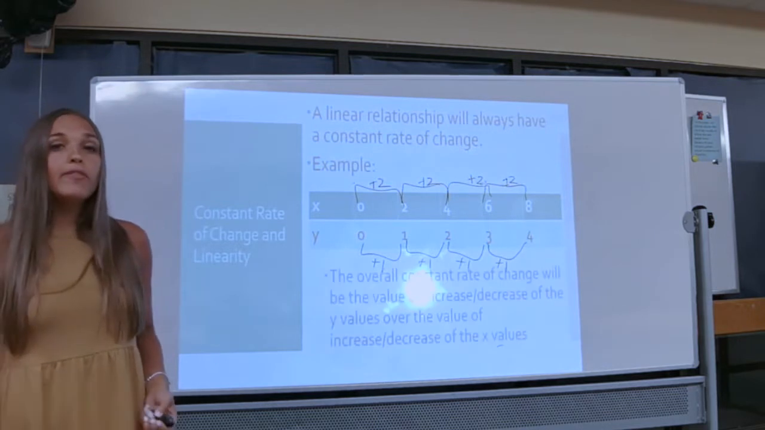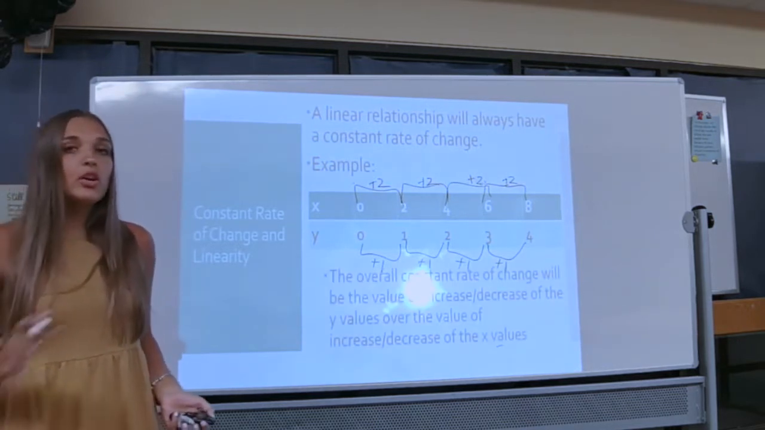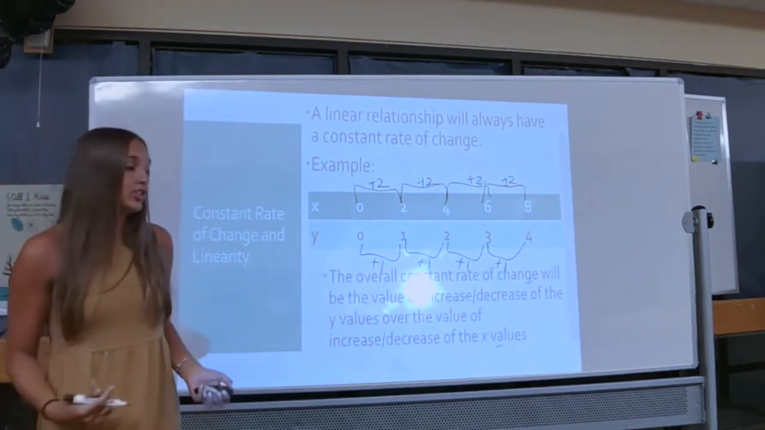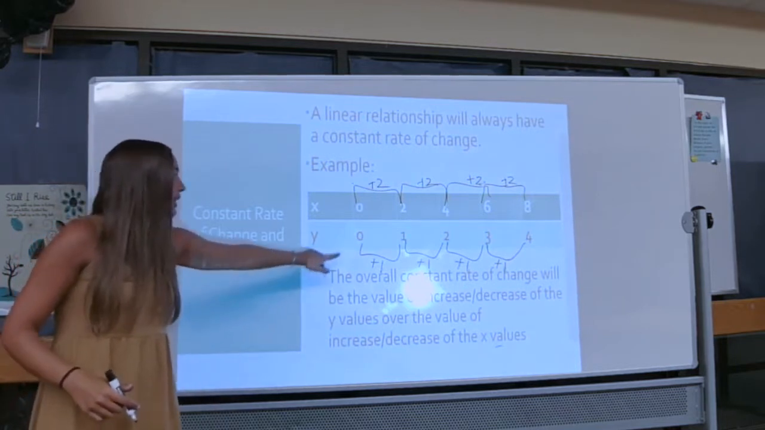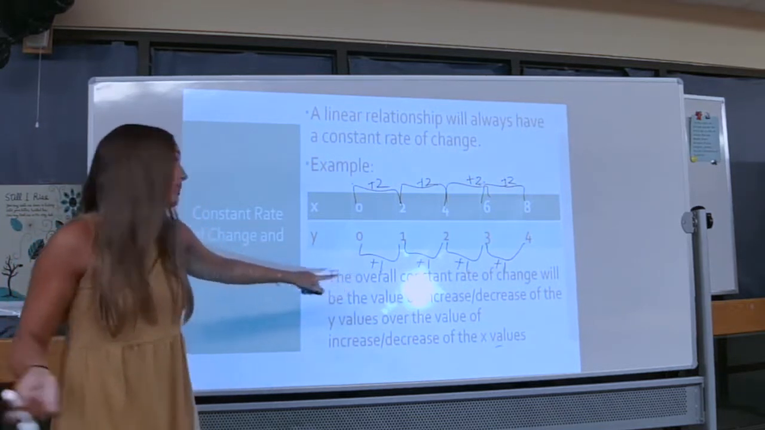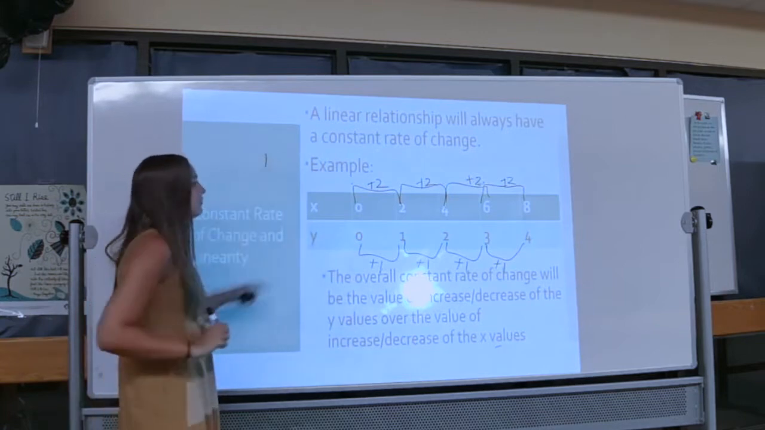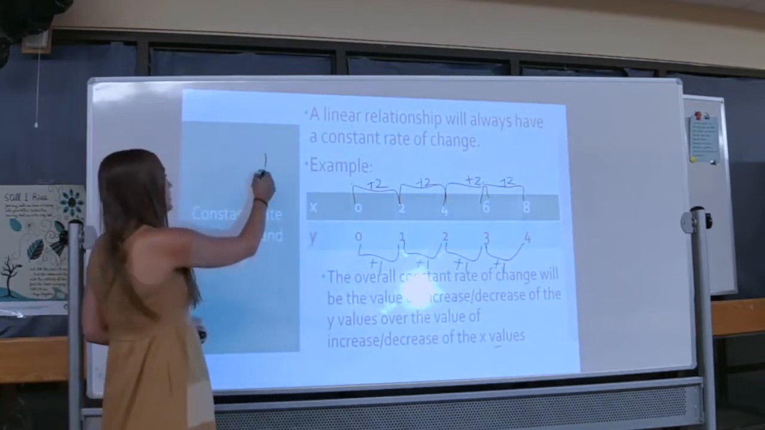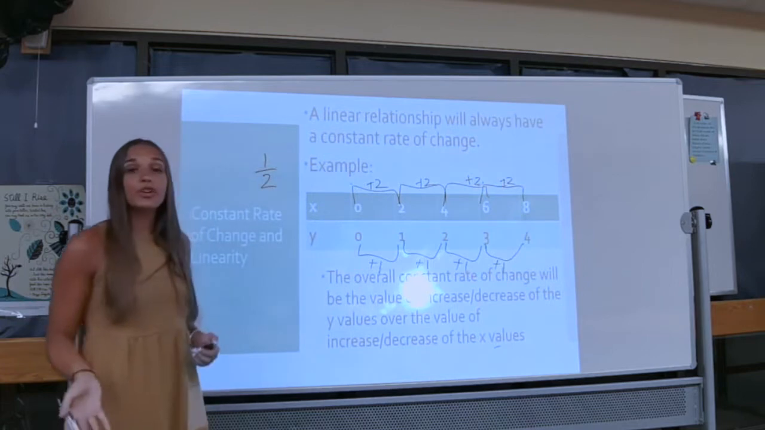of change. The way to find the constant rate of change is to see what's the change in the y's over the change in the x's. So the change in y's is how much we're increasing or decreasing by. So that's 1. The x's was 2. So that would be our constant rate of change.